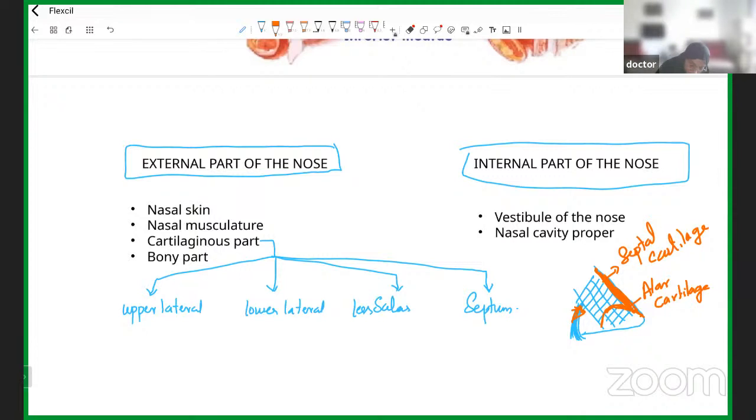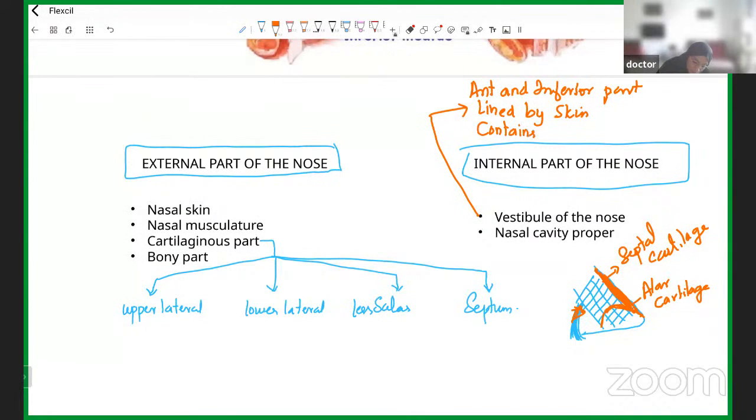So vestibule of the nose, anterior and inferior part. Now we are talking about the internal part of the nose, lined by skin, contains hair follicles, and glands. All right. Now, nasal cavity proper.